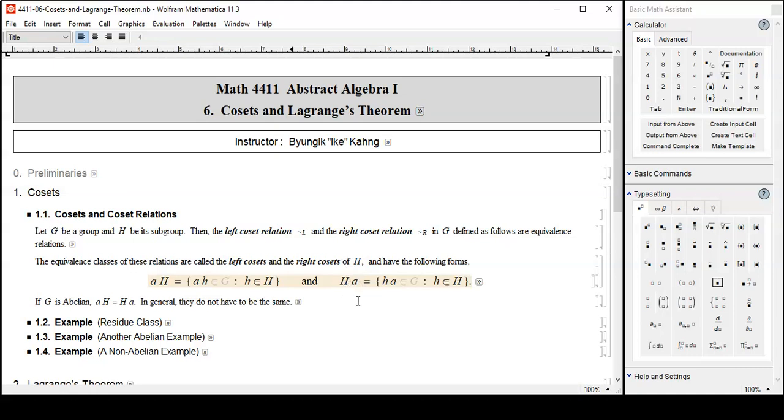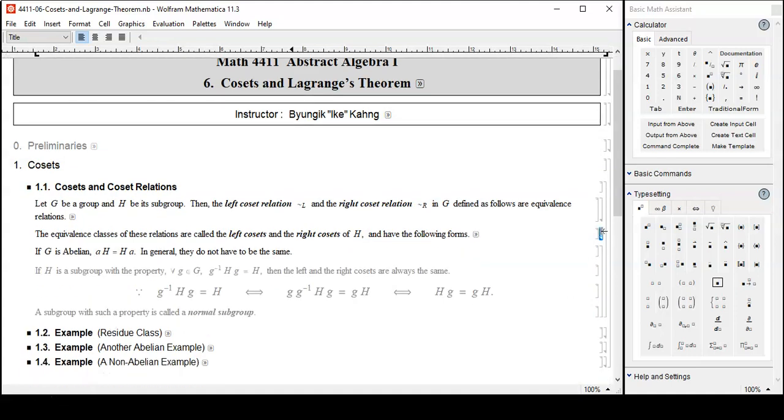If G is abelian, then of course there's no distinction. The left coset and the right coset are the same because the multiplication A times H and H times A are the same. In general, however, they do not have to be the same. For non-abelian cases, in order to have the same left coset and right coset, we need something a little bit different. This one here.